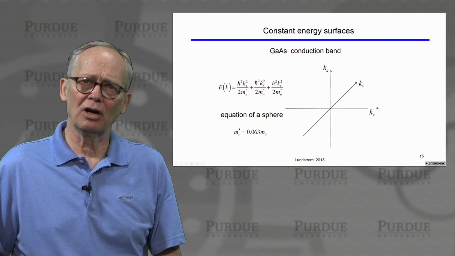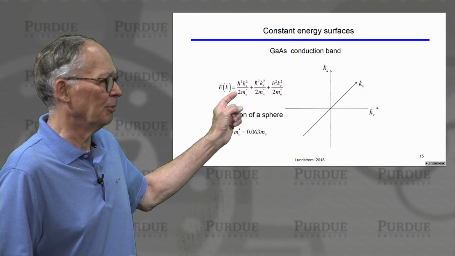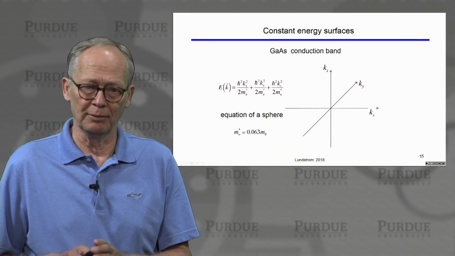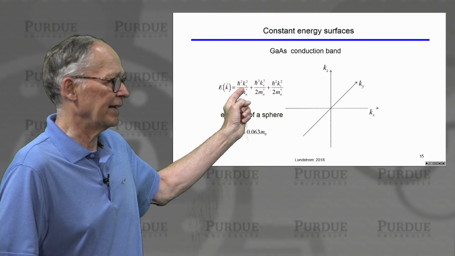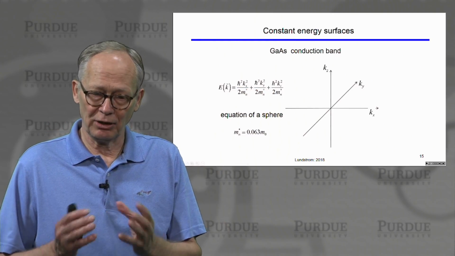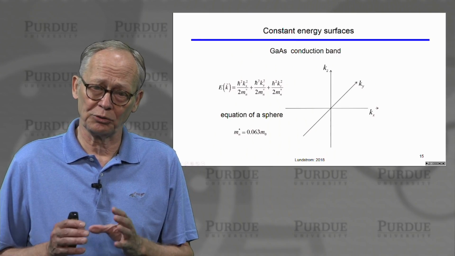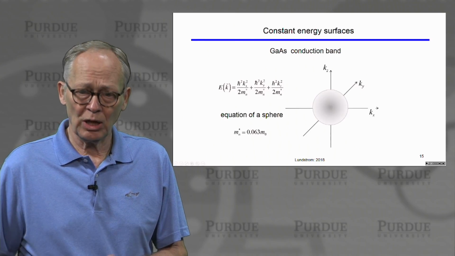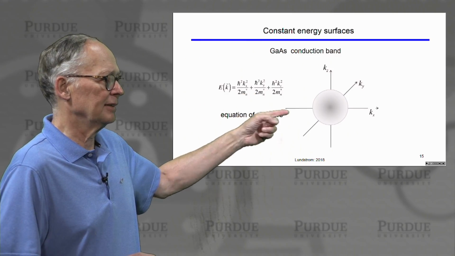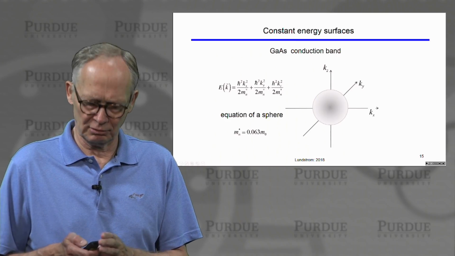Now, we will also talk from time to time about constant energy surfaces. If we have a parabolic band, we can express the energy as h bar squared k squared over 2m. Or in 3 dimensions, it's kx squared plus ky squared plus kz squared. And if we have a parabolic band, a spherical band, the effective mass, the curvature, is the same in all 3 directions. Well, this is the equation of a sphere. So if I put a constant energy here and plot this surface, I'm plotting a sphere. So we will call these spherical energy bands.